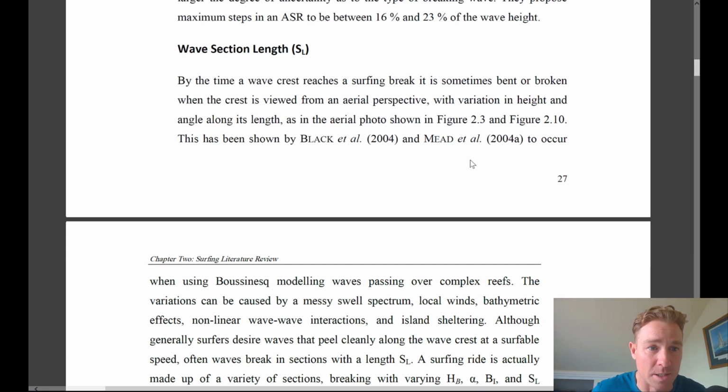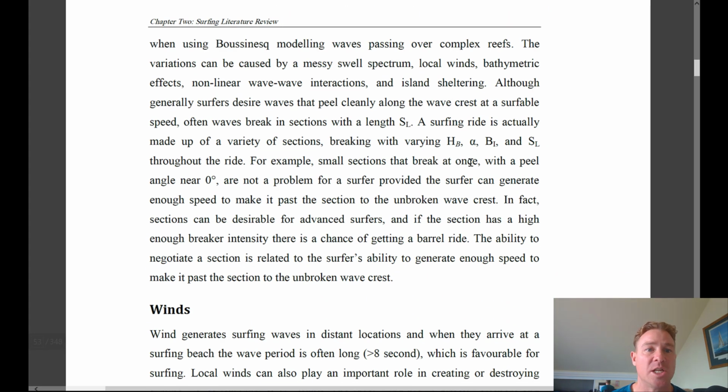Some waves are actually growers, like G-Land is a grower, where it starts out a little bit small and then it grows as it goes down the reef. So these four parameters are always changing on the same wave that you may be surfing. And so they specifically mention wave section length because it changes, right? It could be different winds that mess up the sections, that blow a section over. It could be the bathymetry or the feature underwater that changes something. It could be broken up because there was sheltering offshore, or wave interactions as they come in. So there's a lot of reasons why a wave might section and have a bunch of different sections. But it basically says here, a surfing ride is actually made up of a variety of sections, breaking with varying heights, peel angles, breaker intensities, and section lengths throughout the ride.